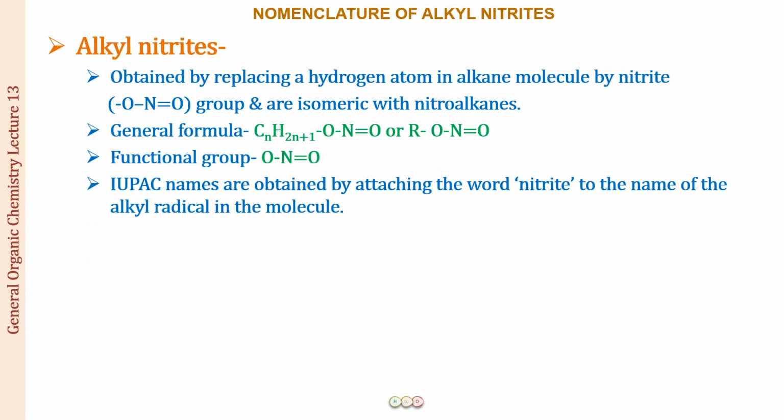So the next compounds are going to be the alkyl nitrites, and these are going to be the last nitrogen containing compound that we will be discussing. There are two more left after this. One is going to be the Grignard reagents and the other is going to be the sulfonic acid radical that we will be discussing. But as far as the nitrogen containing compounds are concerned, this is going to be the last one. So the alkyl nitrites, these are obtained by replacing a hydrogen atom in the alkane molecule by the nitrite group, and the nitrite group is going to be ONO.